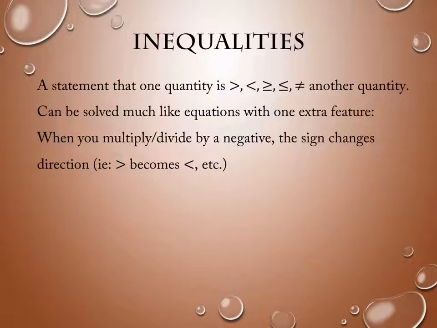So inequalities are actually statements that one quantity is either greater than, less than, greater than or equal to, less than or equal to, or not equal to another quantity. They can be solved much like equations with one extra feature. When you multiply or divide by a negative, the sign changes directions. So a less than sign would become a greater than sign, for example. Greater than sign would become a less than sign. Actually, that's what I wrote down.